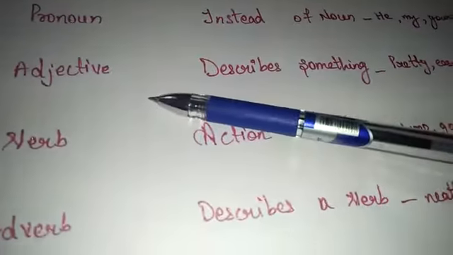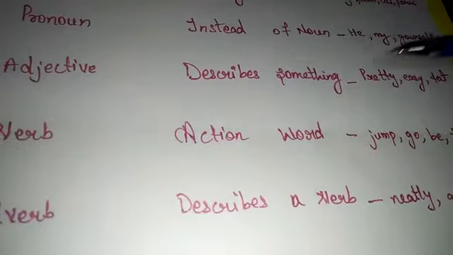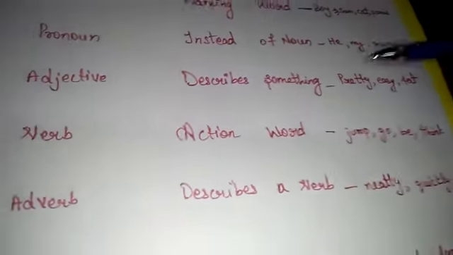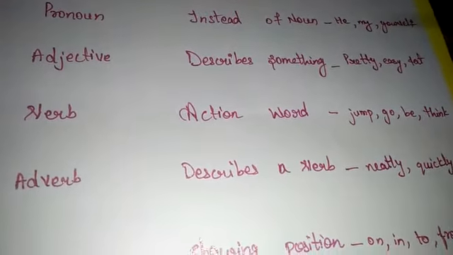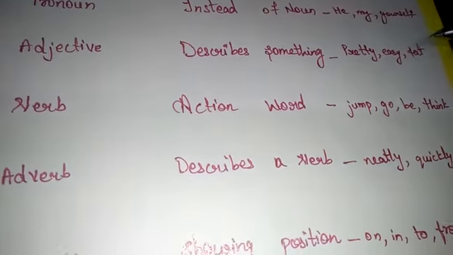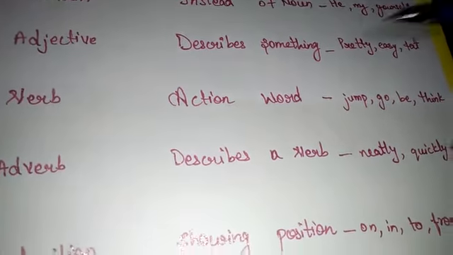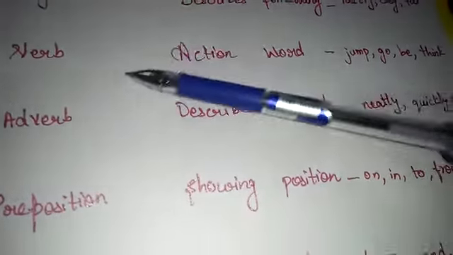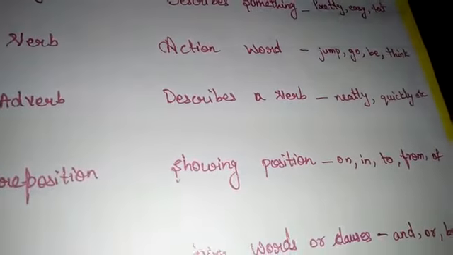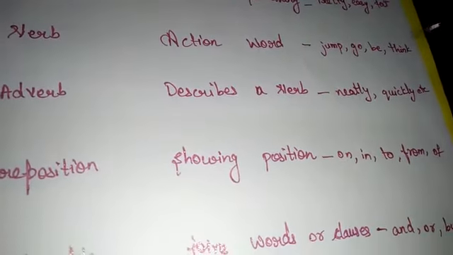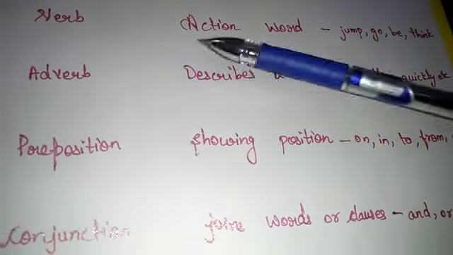Then comes adjective. What is an adjective? It describes something, a person or a thing. It describes how it is. It is pretty, or it is easy, or it is fat or thin. These are examples of adjectives. Then verb. A verb is nothing but any action word. Jump, go, be, think are examples of verbs.